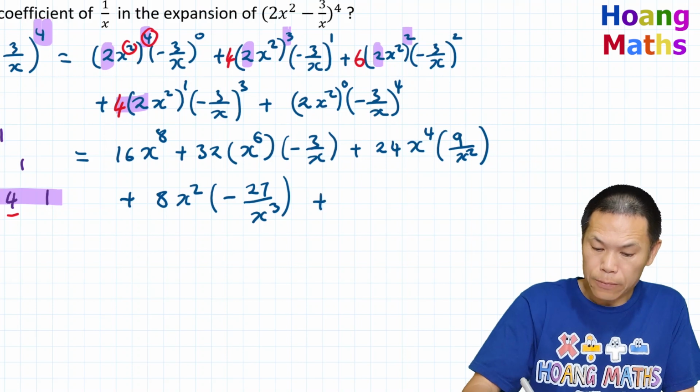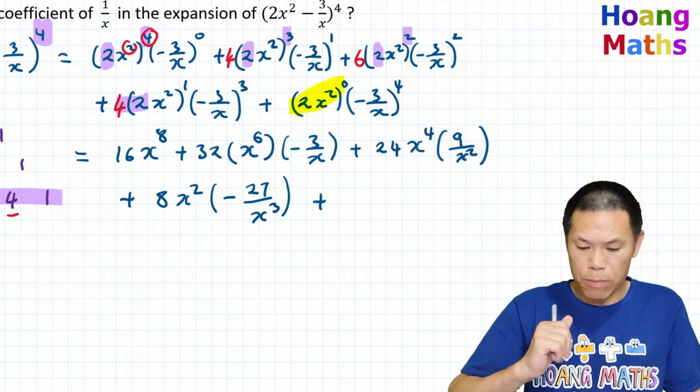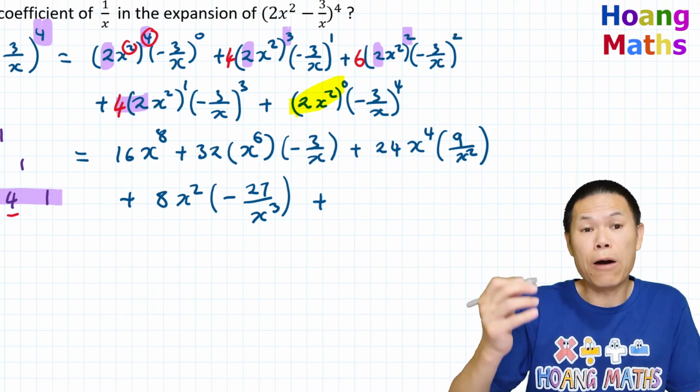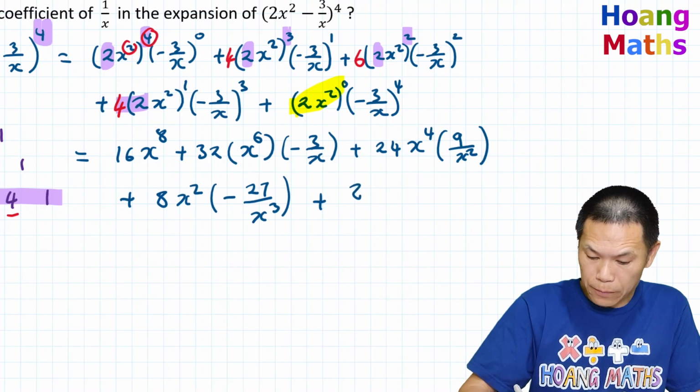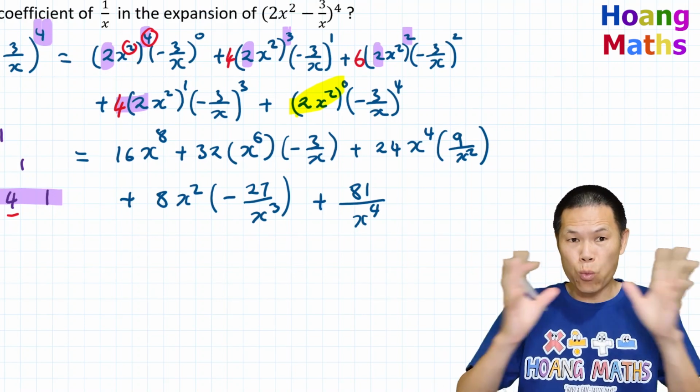And then we add 2x squared power 0, which gives me 1. Then we have negative 3 power 4 is 81, so 81 x power 4. So there you go. So I just simplify one more step.